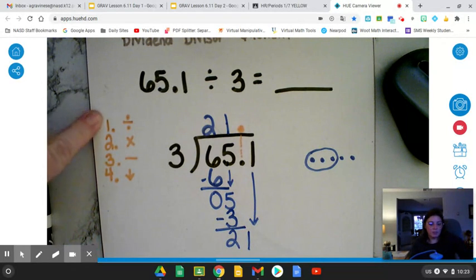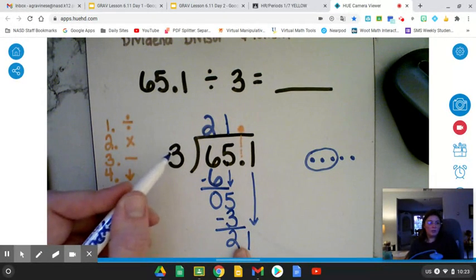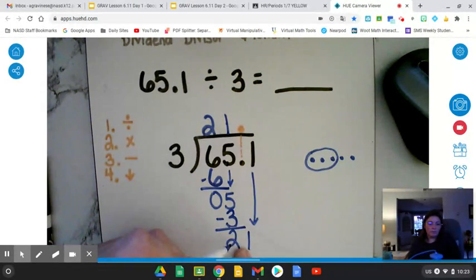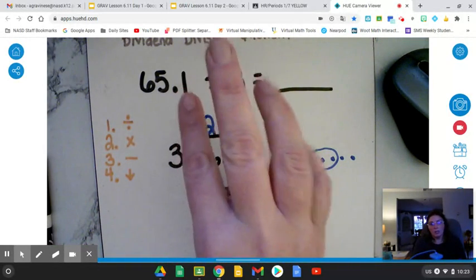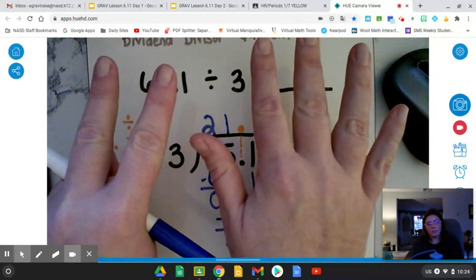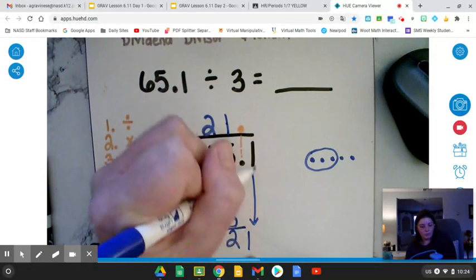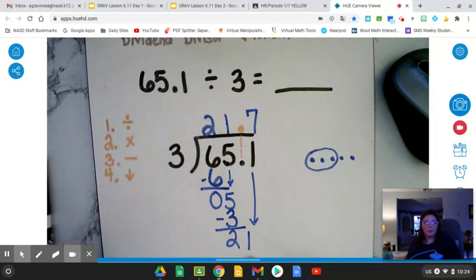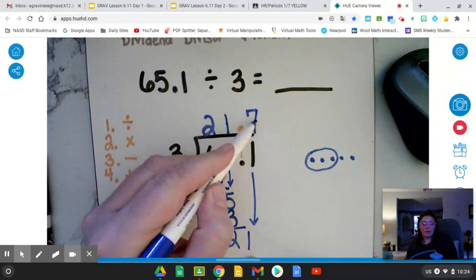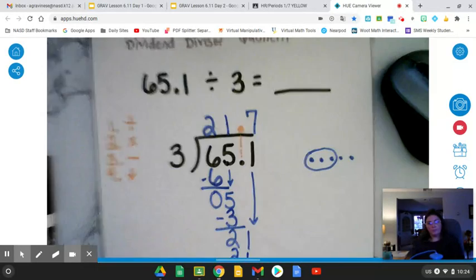So I went through this cycle again. And now I have to go through another time because I can still take 3s out of this 21. How many 3s can I take out of 21? 3, 6, 9, 12, 15, 18, 21. I can take 7 groups of 3 out of 21, and I put it above the digit I was just working with. Multiply that number you wrote times 3 is 21.